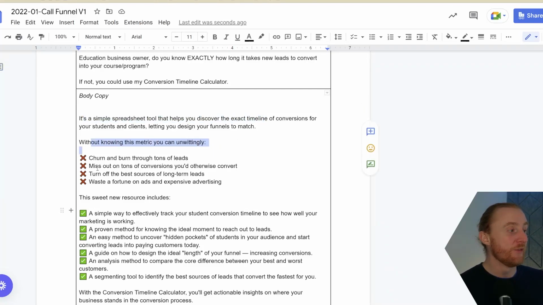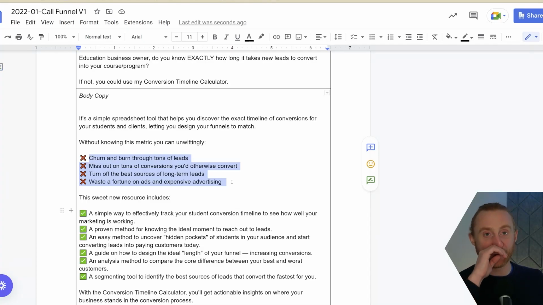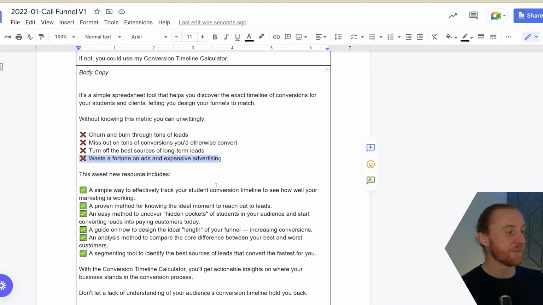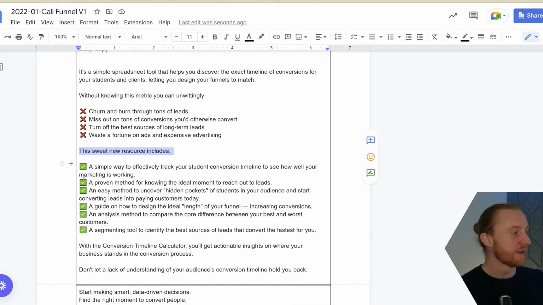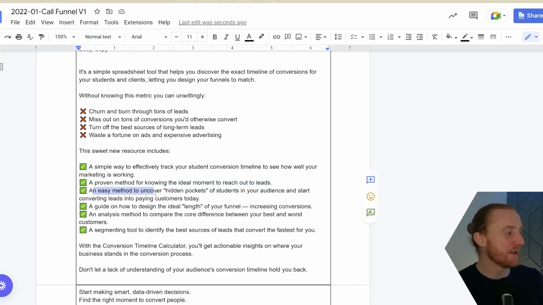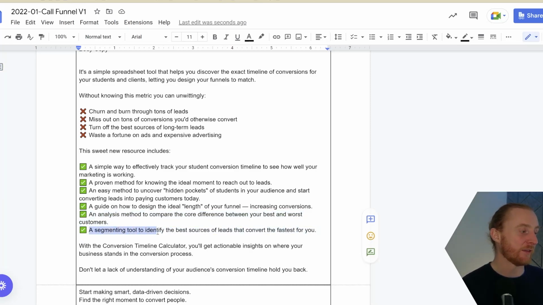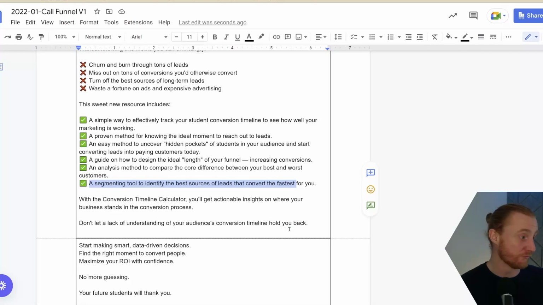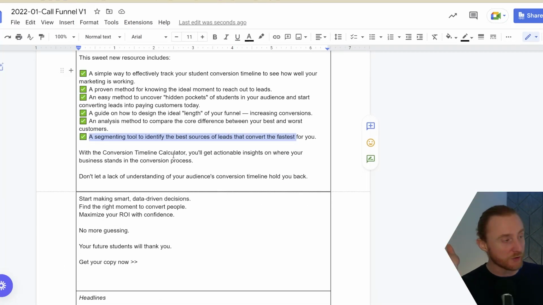Without knowing this metric, these are the negatives that you will experience: you'll churn and burn through tons of leads, you'll miss out on tons of conversions you'd otherwise get, you turn off the best sources of long-term leads, and you waste a fortune on expensive advertising. This new resource includes a bunch of benefit statements: a simple way to effectively track your student conversion timeline, a proven method for the ideal moment to reach out to leads, an easy method to uncover hidden pockets of students in your audience, a guide on how to design the ideal length of your funnel, an analysis method to compare the core difference between your best and worst customers, and a segmenting tool to identify the best source of leads that convert the fastest for you. And then wrapping it up with the tool, you'll get blah, blah, blah.